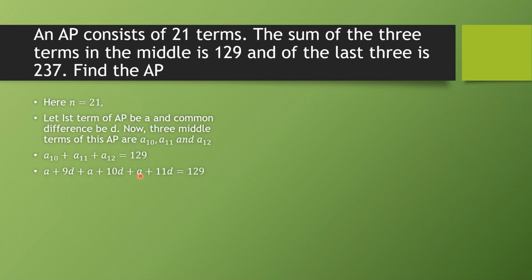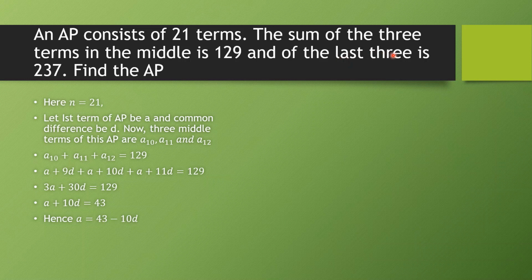A plus A plus A becomes 3A. 10 plus 9, 19. 19 plus 11, 30. So I get 3A plus 30D equals 129. I divide this by 3 to simplify further. I get A plus 10D equals 43. So from here, how much will A be? A will be 43 minus 10D. Now let's move to the next part.